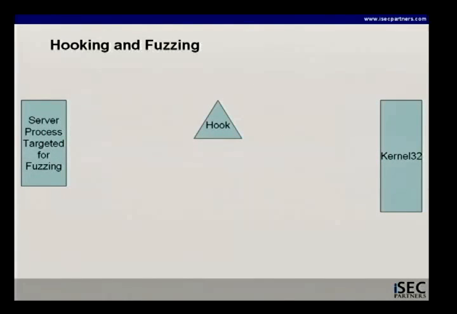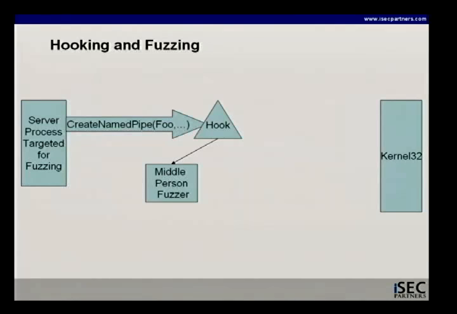Well, when we've got this hooked, the flow changes a little bit. The server calls kernel32 and says, I'd like to create a named pipe named foo, and the hook receives the call instead of kernel32. And the hook says, well, I'm going to just launch this middle person script. So it does a shell exec on a Python interpreter in our example here. And now we can write our actual fuzzer in Python, which is a lot easier than writing a fuzzer in C++. It's just an easier language for string manipulation or fuzzing.